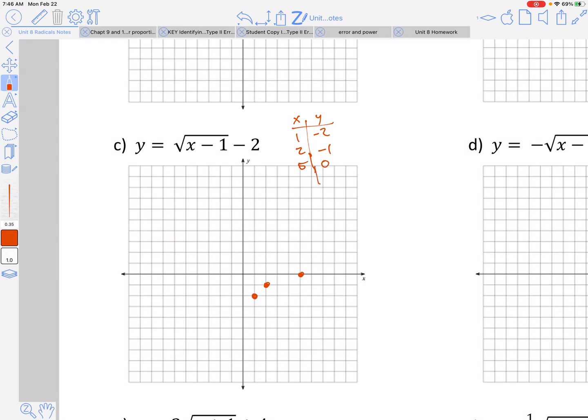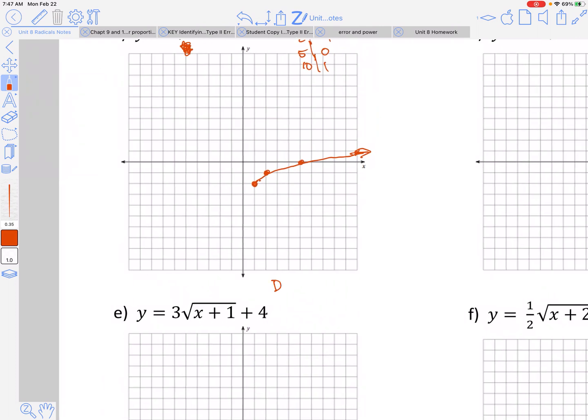6 minus 1 is 5. 7 minus 1 is 6. 8 minus 1 is 7. 9 minus 1 is 8. So then I plugged in a 10. All right, so 10 minus 1 is 9. Square root of 9 is 3. 3 minus 2 is 1. So at 10, I'm at 1. The graph doesn't go any more to the left because you can't take the square root of a negative.